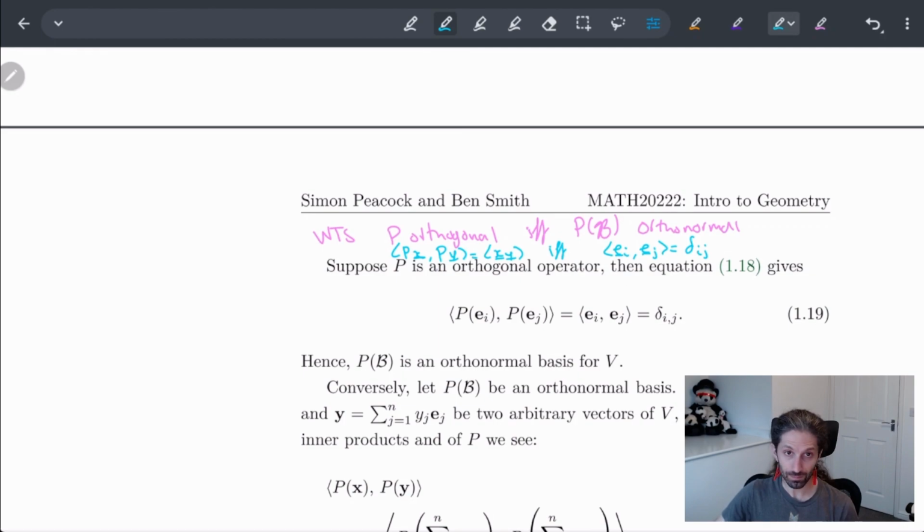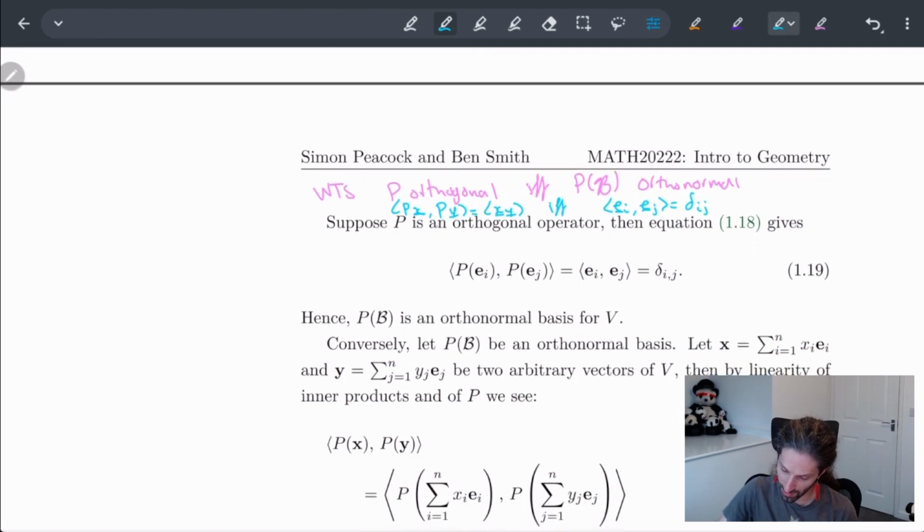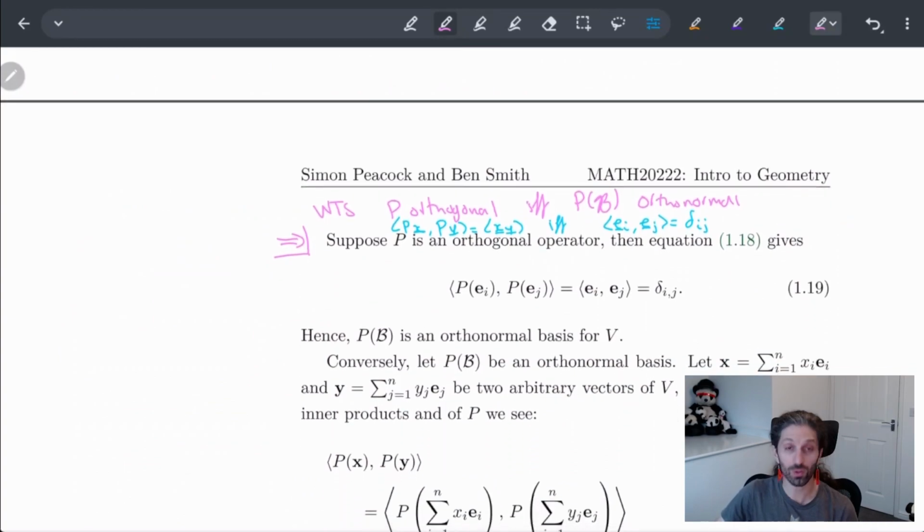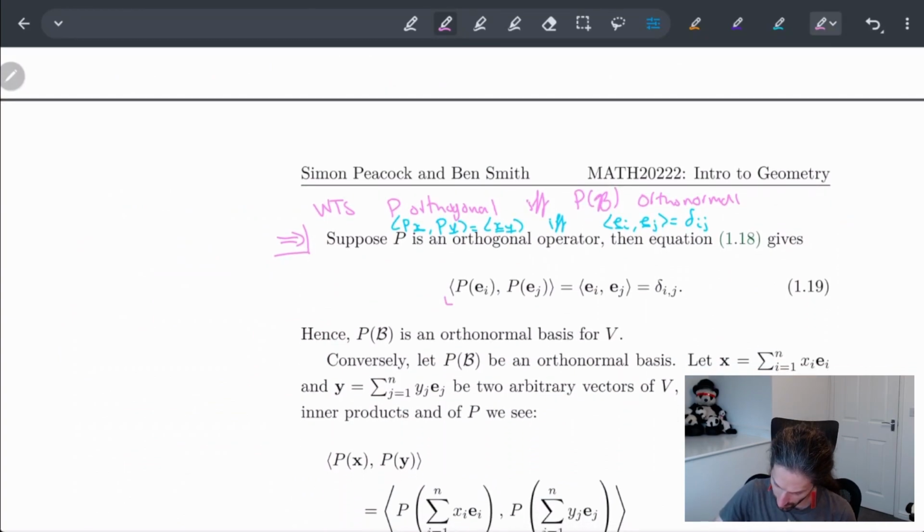Okay. One direction is easy. So this is direction 1, the forward direction. If I start off with some orthogonal operator, then my equation 1.18, right? This is precisely the definition. If we do it on the basis elements, right? So if I take this, and I look at this inner product, these are the same, right? And so this gives me this equality, right? Why is this true? This right-hand side, why is this part true?